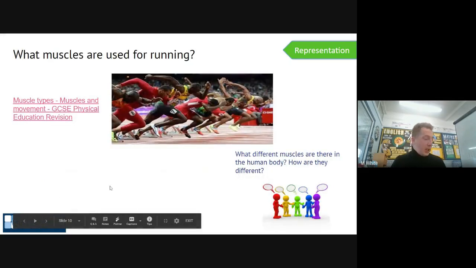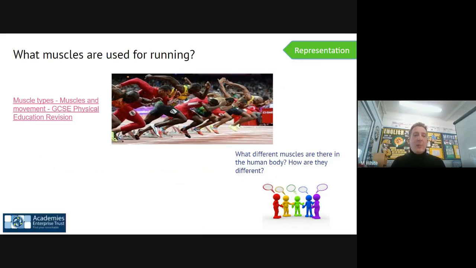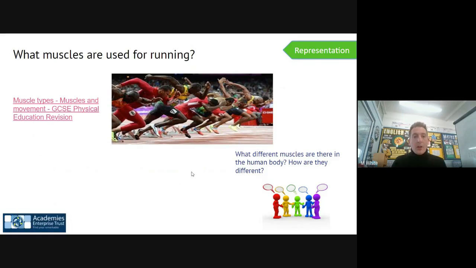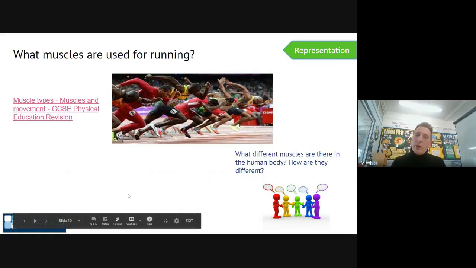So these are the bits that you can really have a go at home now. If you couldn't do the experiment, these are bits that you could do together at home. So what muscles are used for running is the big question. And again, we've got a picture from the 100 meters. And here is the man I was talking about before, Usain Bolt. He's currently the fastest man on the planet. But then we've got obviously some equally as fast people. They just don't hold the world record.